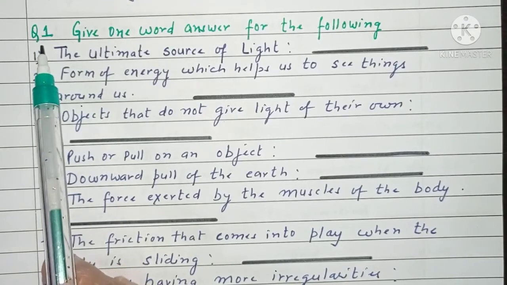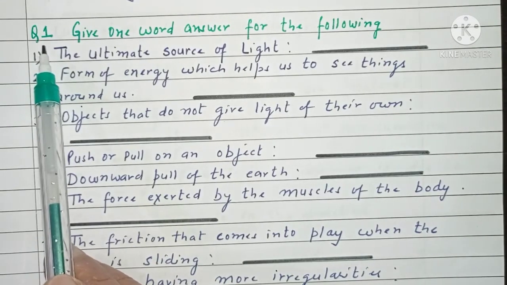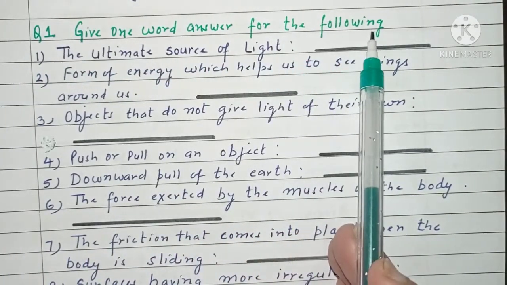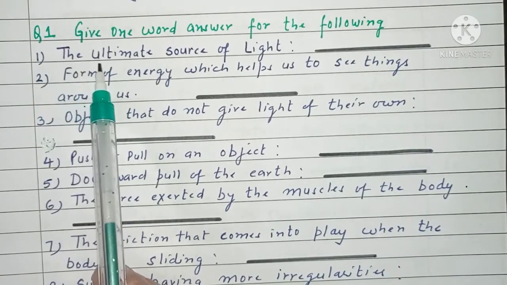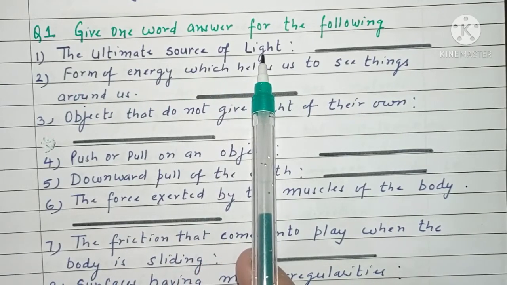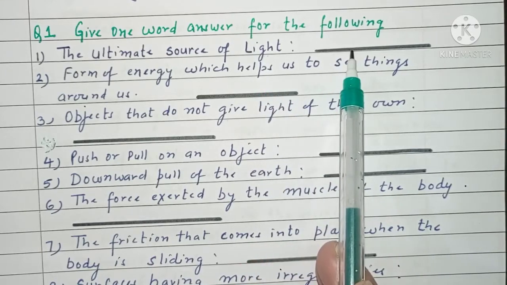Let us first start with the revision of objective questions based on these chapters. So, question number 1 is give one word answers for the following. First part, you have to name the ultimate source of light. There is only one source which is the ultimate source of light. I guess you might have guessed the right answer. Yes, it is the sun.